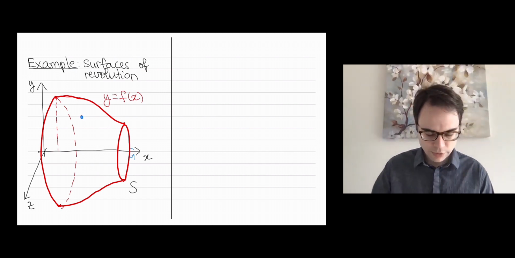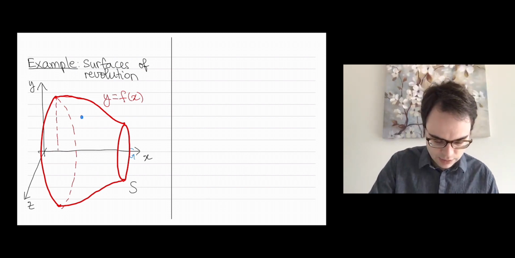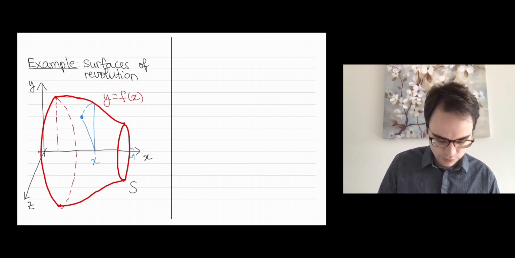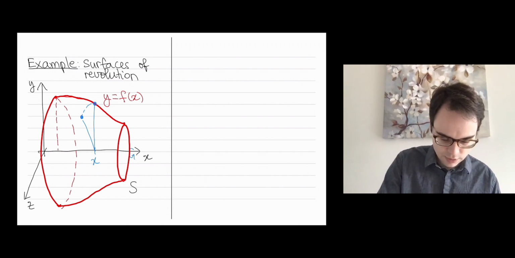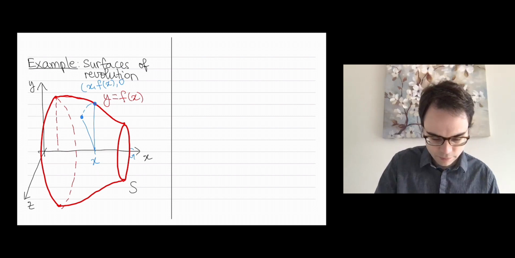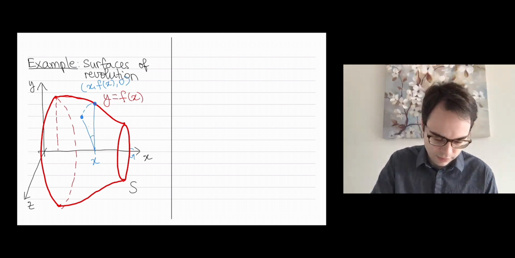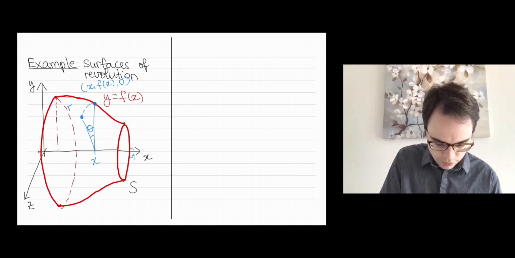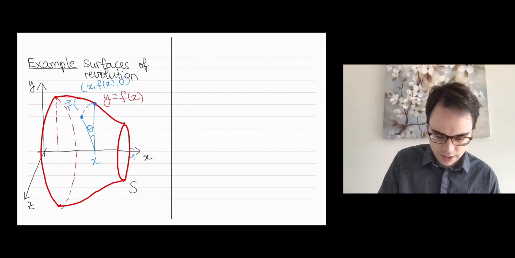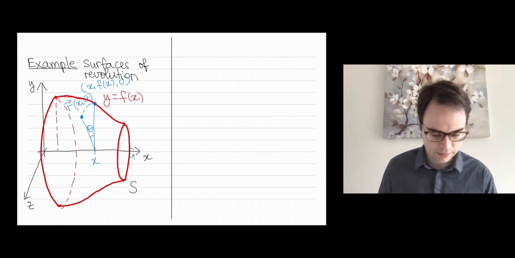So I want to describe a point on this surface. Here's how I'll do it. I get the point by starting with some value of x, here's x, f of x, 0, and then z was 0 on the xy plane, and then I rotated it by an angle theta, and then I got the point R that depends on x and theta, right?